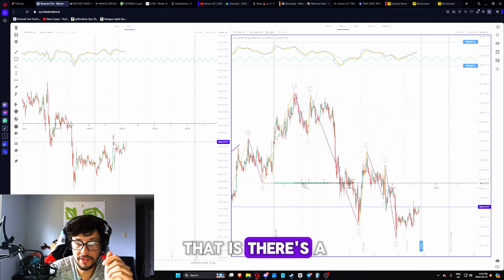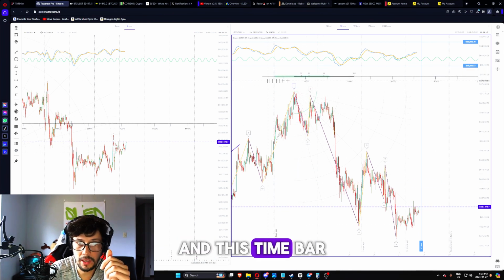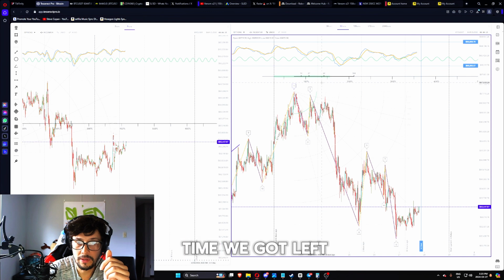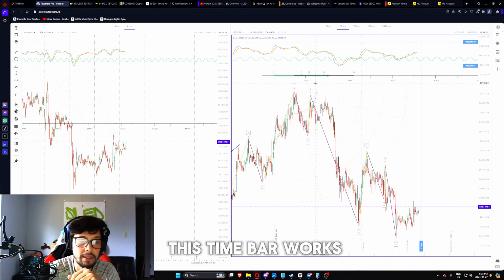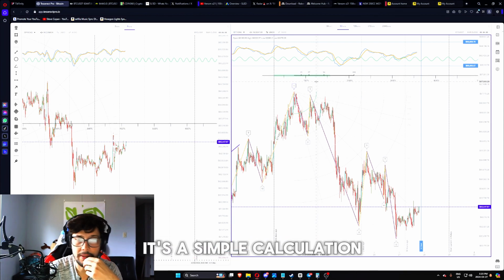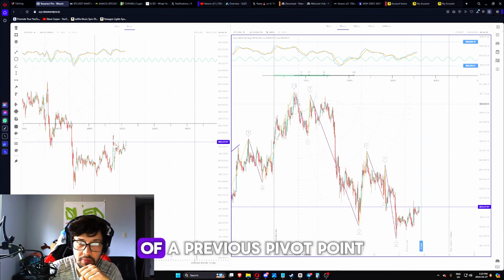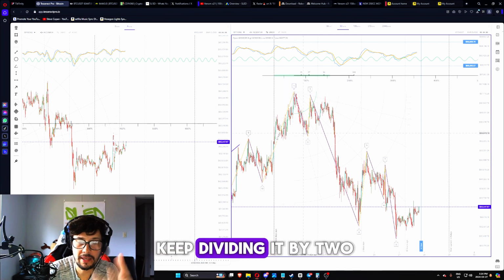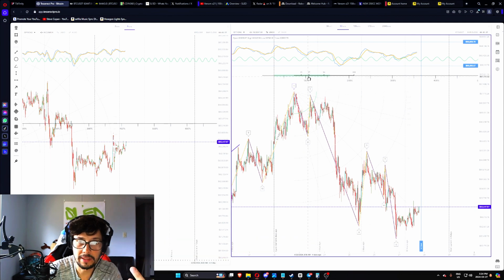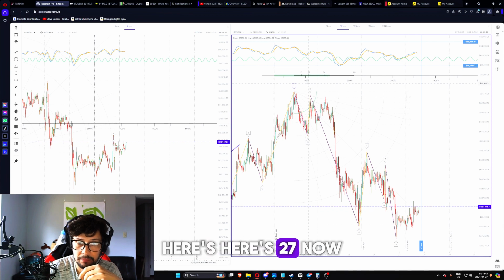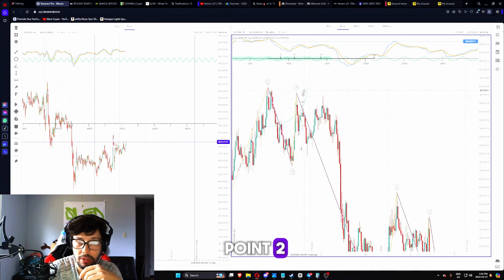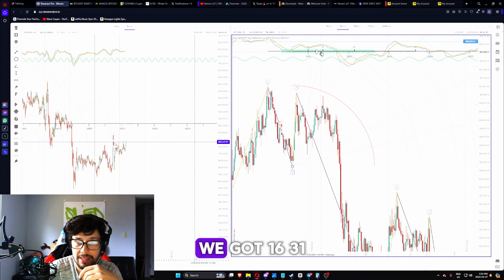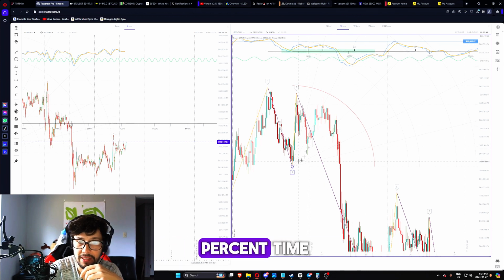But the problem with that is there's a time bar, right? This time bar shows you how much time we have left to make a turning point. The way it works is a simple calculation. You determine the number of bars of a previous pivot, let's say 10 to 1, and you keep dividing it by 2, and these are the numbers that appear. So here's 27. We formed a turning point 2. Then when we click on 27, we got 16, 31, 63, 50% time, 100% time.